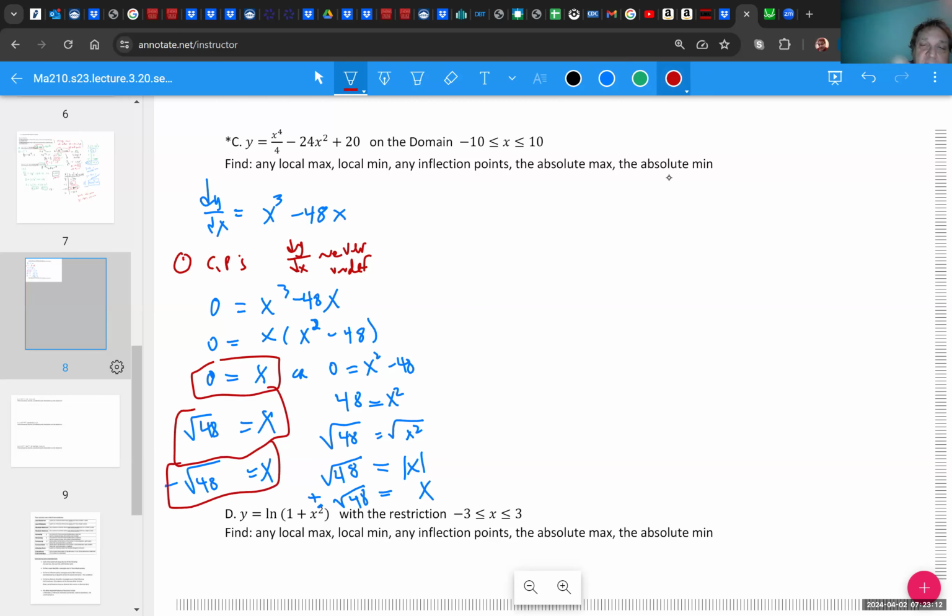All right, next we're going to take the second derivative. So d2y dx2. The derivative of x cubed is 3x squared. The derivative of negative 48x is minus 48.